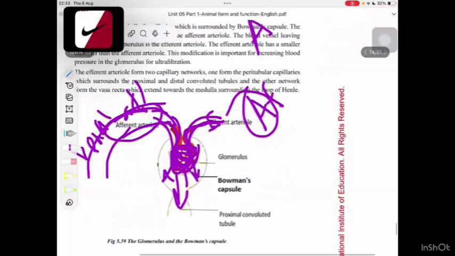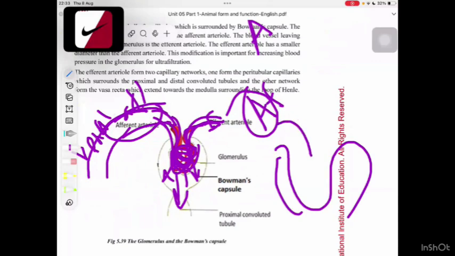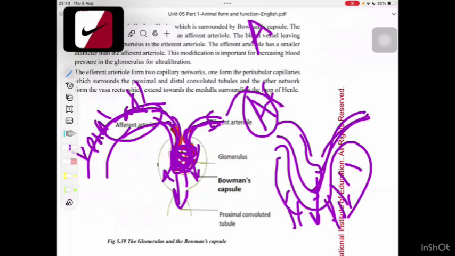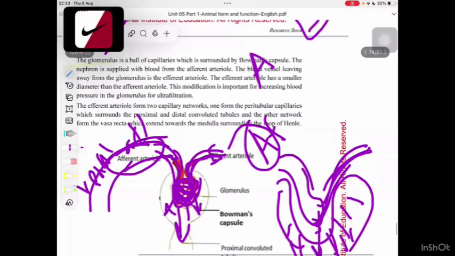Now it's like this. Now this is the Bowman's capsule. When blood comes over here like this, it gets filtered into the Bowman's capsule, right? Most of the blood components go into the Bowman's capsule, and only some blood remains in the efferent arteriole. Some blood remains to be passed into the efferent arteriole, right? And the efferent arteriole plays a major role in selective reabsorption as well as in secretion, right?